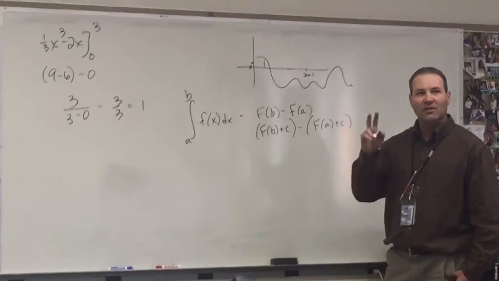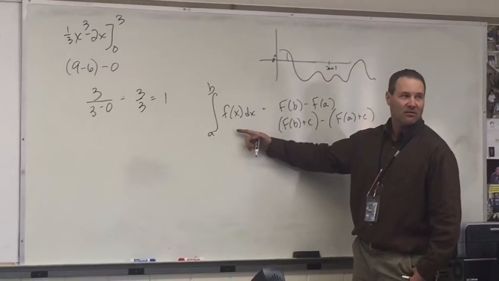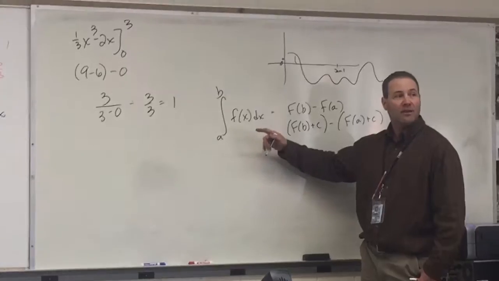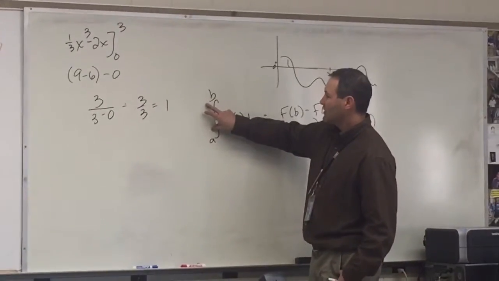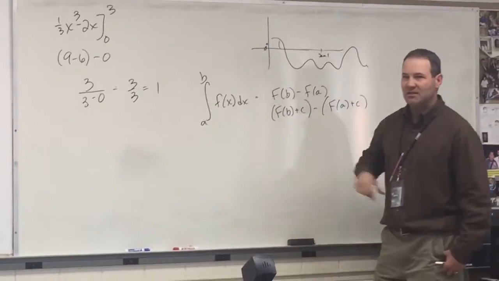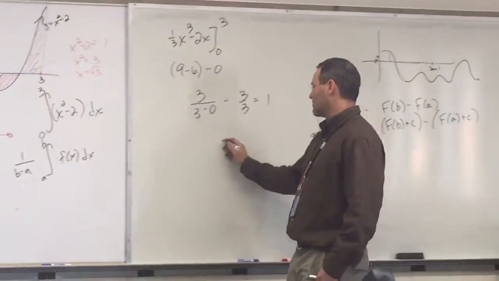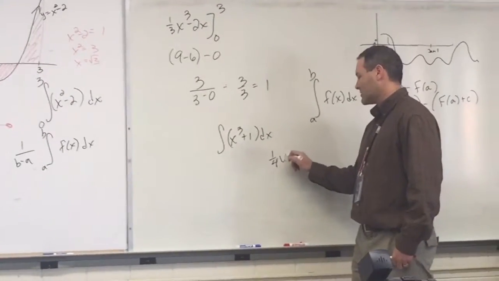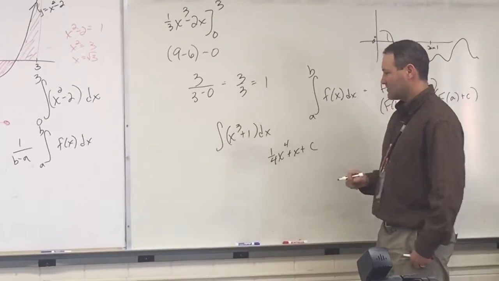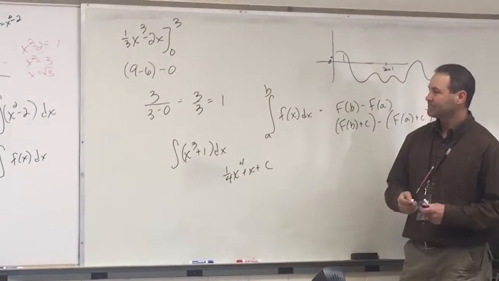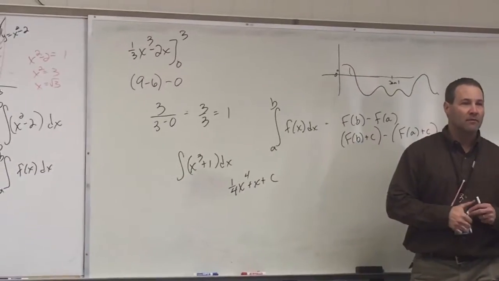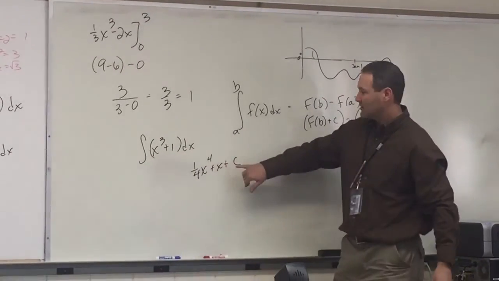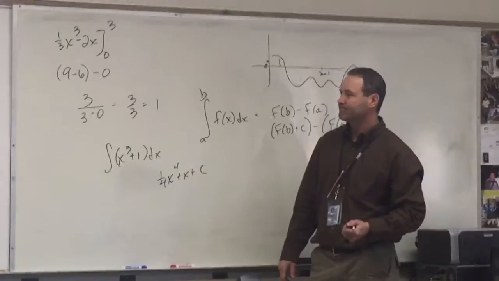So if you're doing a definite integral, how do I know it's definite? It has boundaries of integration, a and b. If you have those, you do not include a plus c. If it was an indefinite integral, there would be no a and b, and then it would be 1/4 x to the 4th plus x plus c. That's an indefinite integral. That right there is one antiderivative of that. There are infinitely many, depending on what you want your c to be.